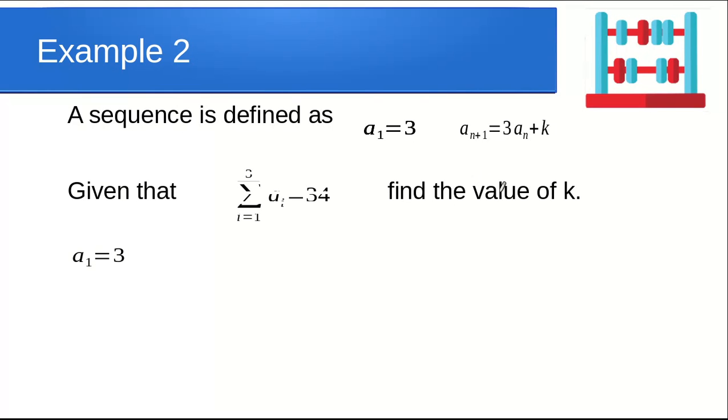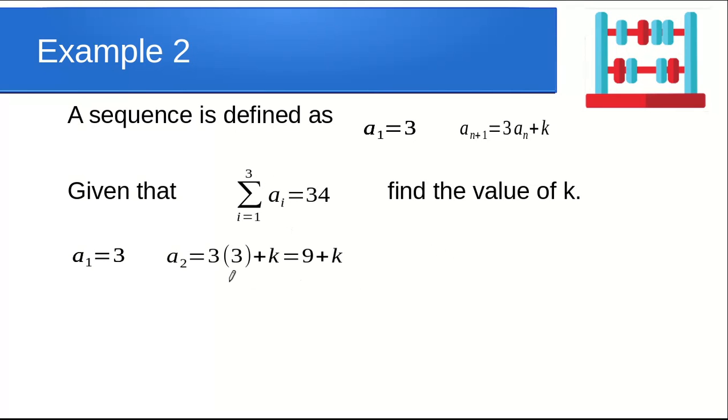Okay, given that we know that the sum from i equals 1 up to 3 of a_i is 34, we're going to try and find the value of k. Well, it's all about understanding what the notation means. Mathematics, it really is. All this really means is we need to find a1, a2 and a3 because we know a1 plus a2 plus a3 equals 34.